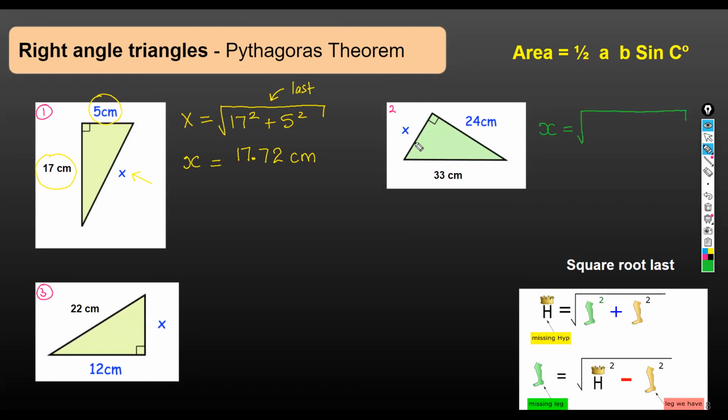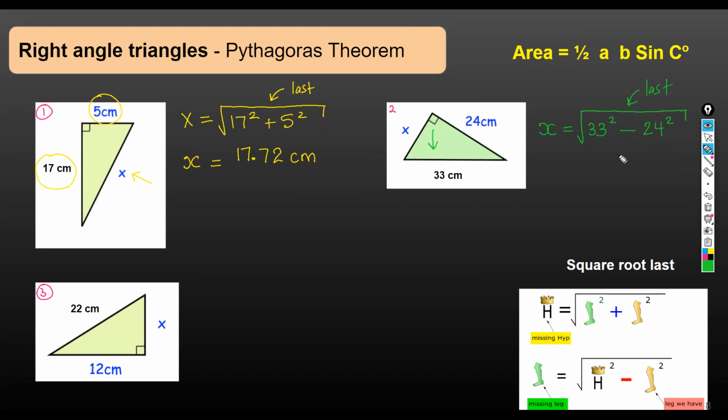Whenever you're trying to find a leg, you don't use the formula with the addition sign. You use the one with the subtraction sign. So you put your hypotenuse first. You must put your hypotenuse, he's always opposite your right angle. So it's 33 squared. And then you take the other leg that they gave you, square it, but you minus it. And once again, you square root last. So it's 33 squared minus 24 squared.